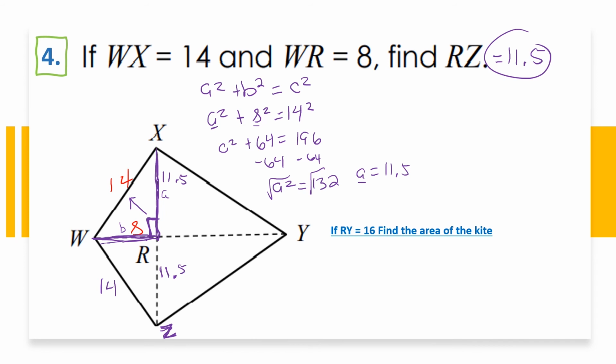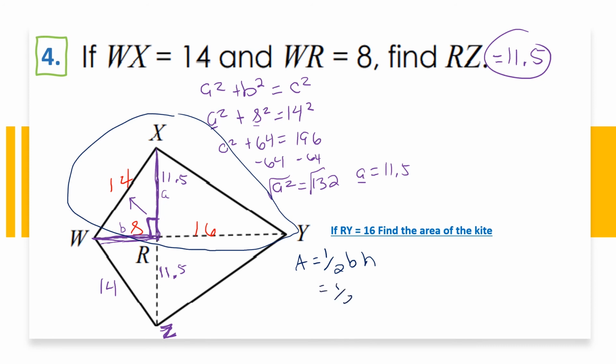It says if RY is 16, find the area of the kite. So just to add a piece here, if RY is 16, we want to find the area. I could actually separate this kite into two separate parts here. I could look at it as triangle WXY. And remember, the formula for area of a triangle is 1/2 base times height. So if I'm looking at triangle WXY, my base is 8 plus 16, so that would be 24. My height would be the 11.5, which is what I found.